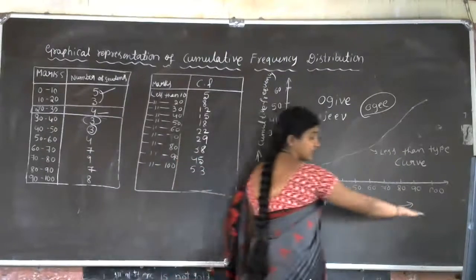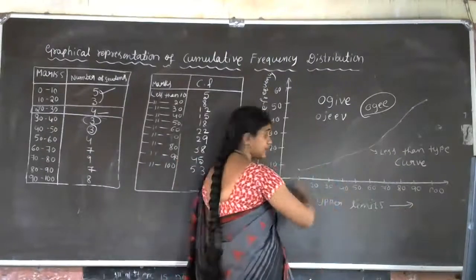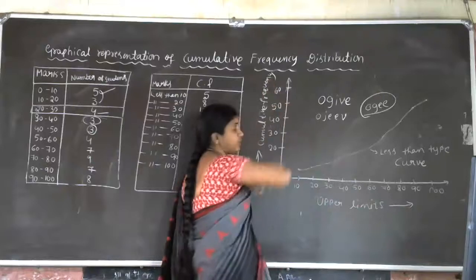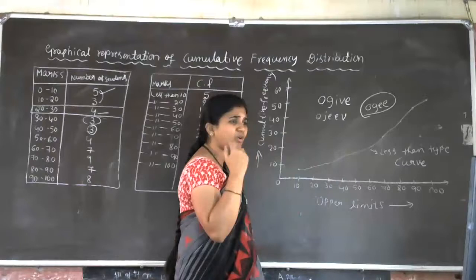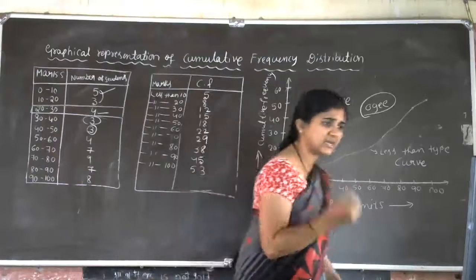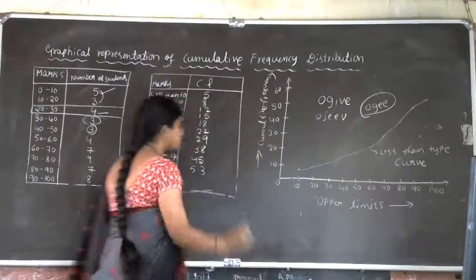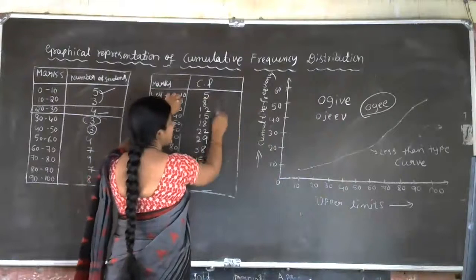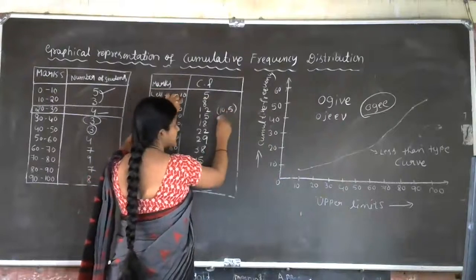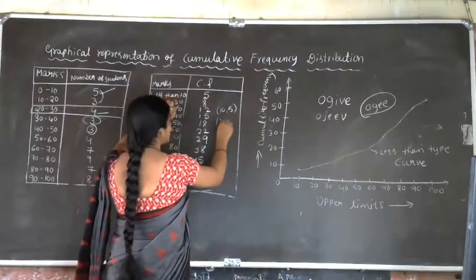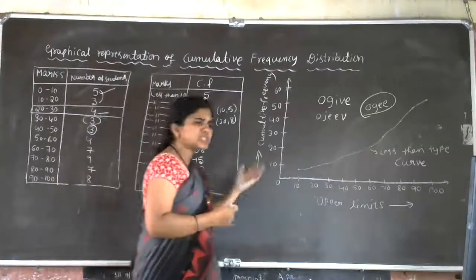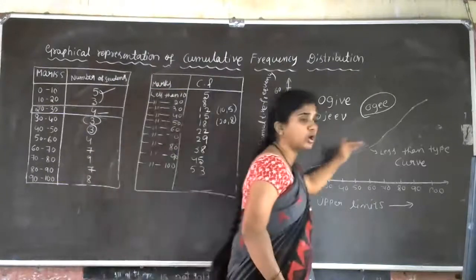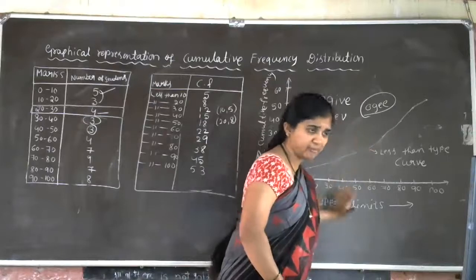So we have to take the upper limits for the less than type and cumulative frequency in the vertical line. Just we have to mark the points. The coordinate geometry concept is there now. How to mark the points actually? So this 10 and 5 are the first coordinates, 10, 5. Then 20, 8, then 30, 12. So by that method only, just locate all the points on the graph paper.